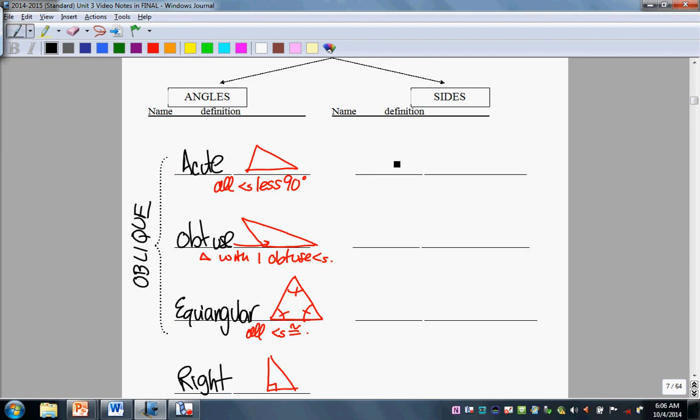Classifying triangles by their sides. You have scalene. Scalene means all three sides are different. So watch the hatch marks. 1, 2, 3. Notice none of them match. That means it's scalene.